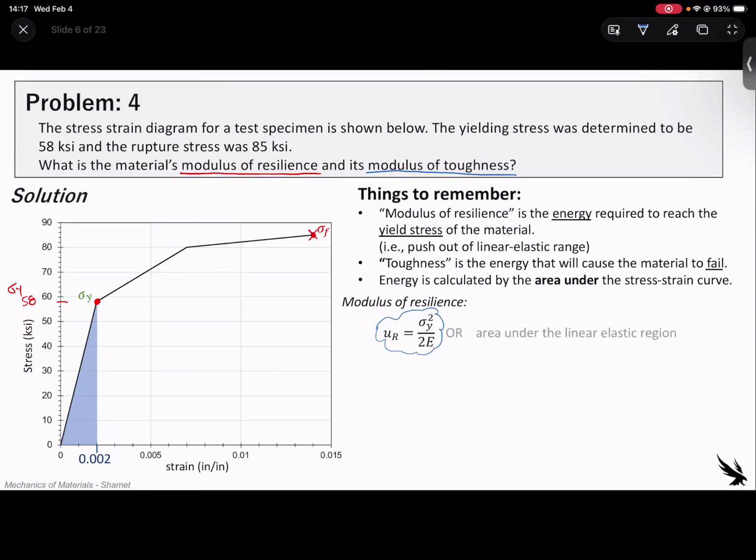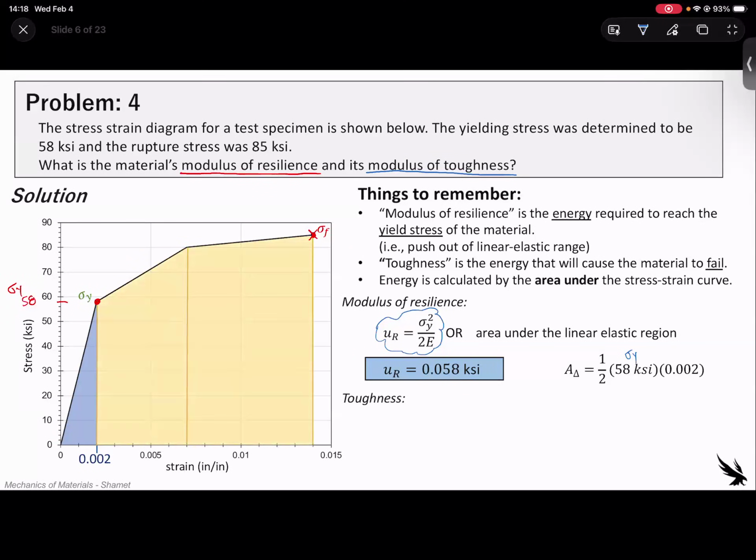It's an area under a triangle, so it's under the linear elastic region. The area of a triangle is 1/2 times the base times the height. We know that the base is going to be the strain on the x-axis, and we know that the height is going to be that yielding stress. So that's where that comes from. So our modulus of resilience is 0.058, and the modulus of toughness is going to be the entire area. It is important that the toughness also includes the modulus of resilience inside of it. So when you're doing these areas, make sure you also include that initial triangle.